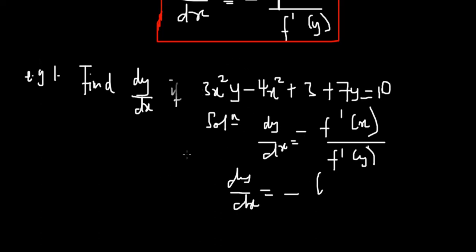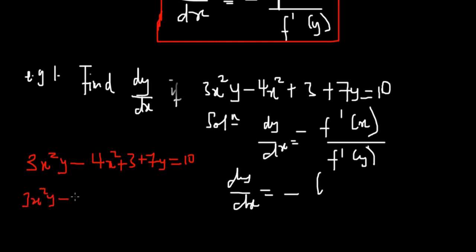In case you cannot see the expression, let me use another color to write it out. So we have 3x squared y minus 4x squared plus 3 plus 7y equals 10. One thing I didn't state initially: whenever you are solving partial derivatives with respect to implicit differentiation, always equate the entire expression you are given to 0. It's very, very important.